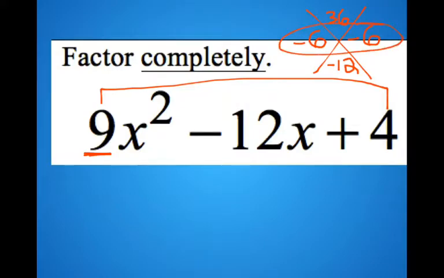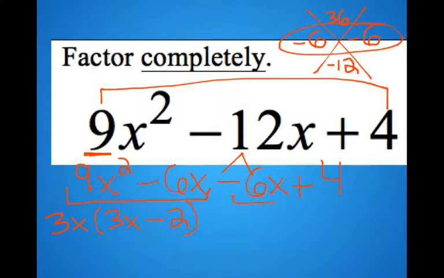So with this method, we rewrite the middle term using those 2 terms. So 9x squared minus 6x minus 6x plus 4. Now we turned it into a factor by grouping problem. It has 4 terms, so now we're going to take out what they have in common. So they have a 3x in common. That's going to leave us with 3x minus 2.